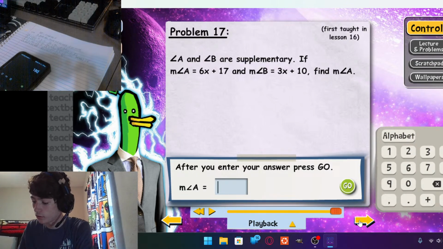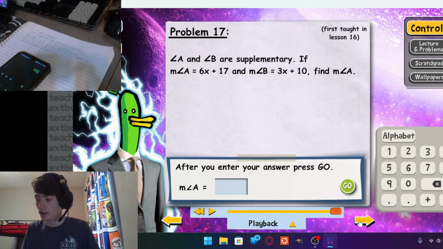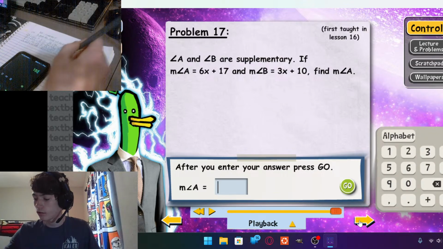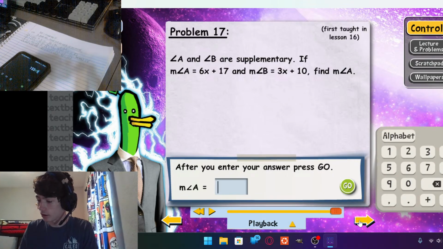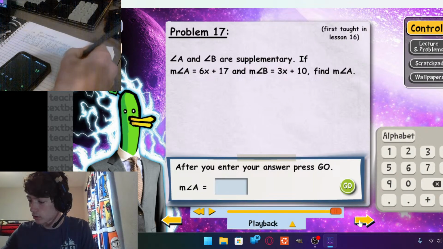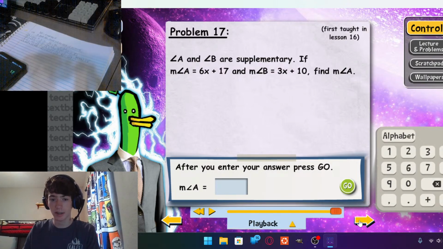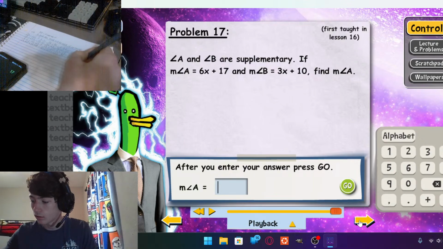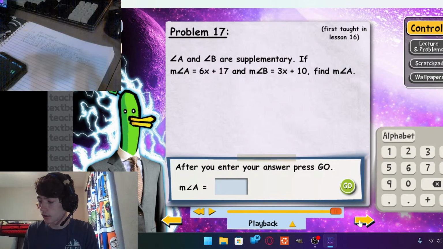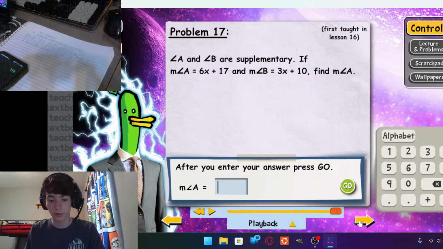So 9x equals, and we'll just calculate the rest of that. 180 minus 10 minus 17 is 153. So 9x equals 153. We divide 153 by 9, which is 17. So x equals 17. Plug that in for A, which was 6x plus 17. So 6 times 17 plus 17 should be 119.